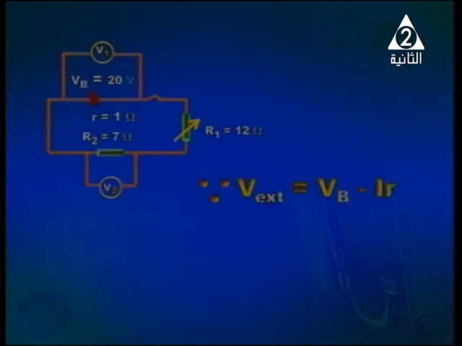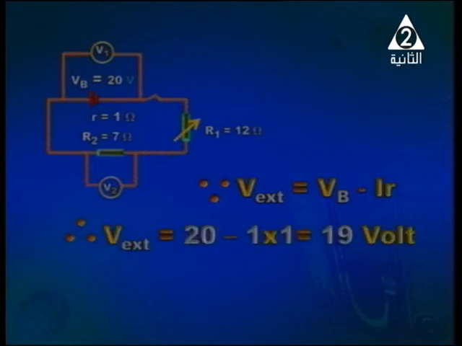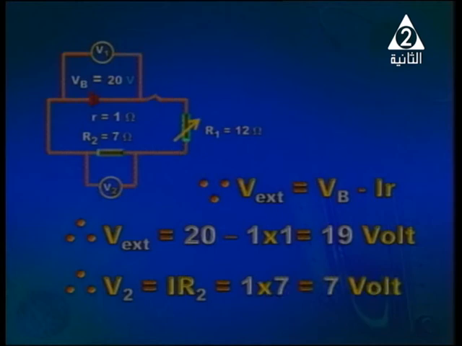Now V1, which is V external, equals V battery minus I r small. 20 minus 1 times 1, it is 19. You remember the previous figure, it was 18, so it increased. V1 increased when we increased the value of R1. And what about V2? It was 14, and now I R2, 1 times 7, it is 7, so it decreased. So an increase in R1 will increase V1, but it will decrease V2. Okay.